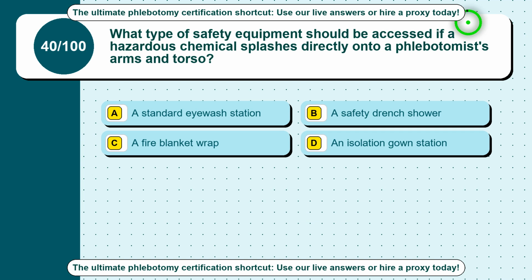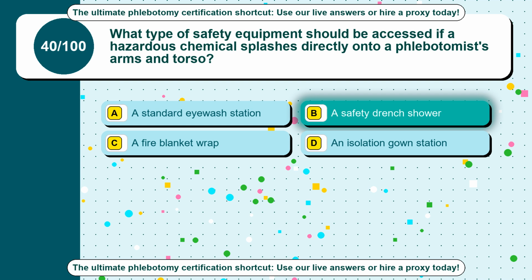Question 40. What type of safety equipment should be accessed if a hazardous chemical splashes directly onto a phlebotomist's arms and torso? Option A, standard eye wash station. Option B, a safety drench shower. Option C, a fire blanket wrap. Option D, an isolation gown station.